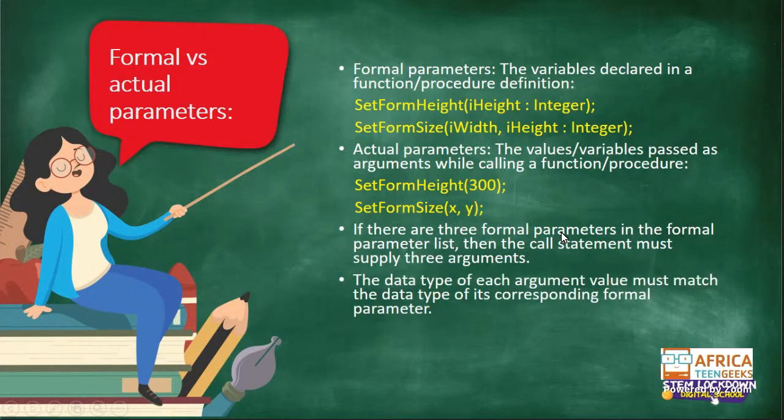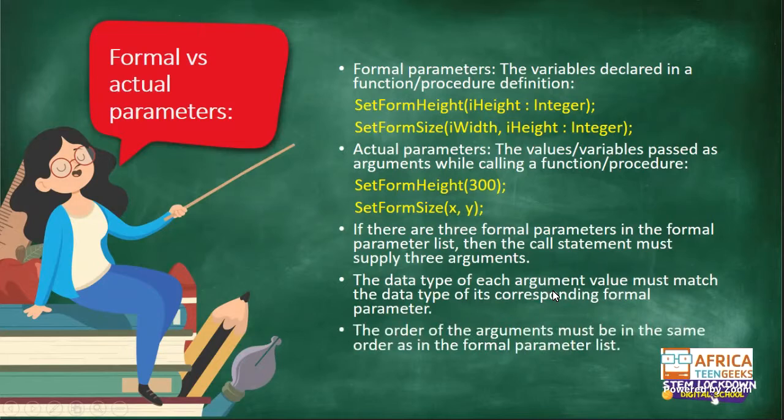The first rule is we need to match the number of parameters in our actual call statement with what is in my formal parameter definition. The second rule is that the data type of each argument value must match the data type of its corresponding formal parameter. If set form height takes an integer, then I have to send an integer as well. I can't send a string. It won't compile or run. Again, here I've got two integers, so I have to pass two integers. I'm assuming x and y must be of type integer here, otherwise it won't work. That's the second very important rule.